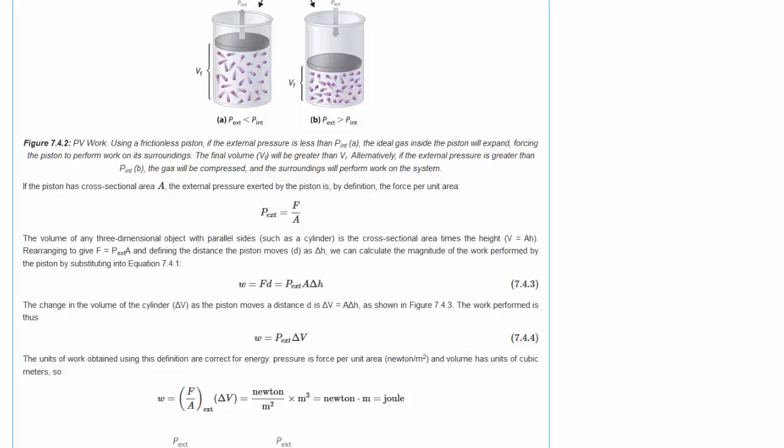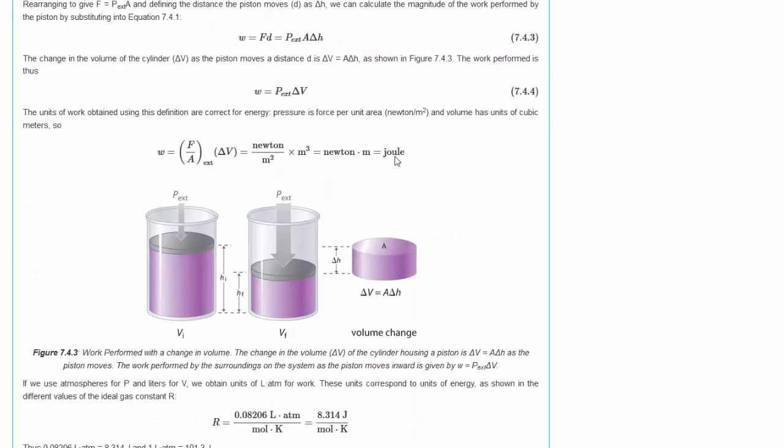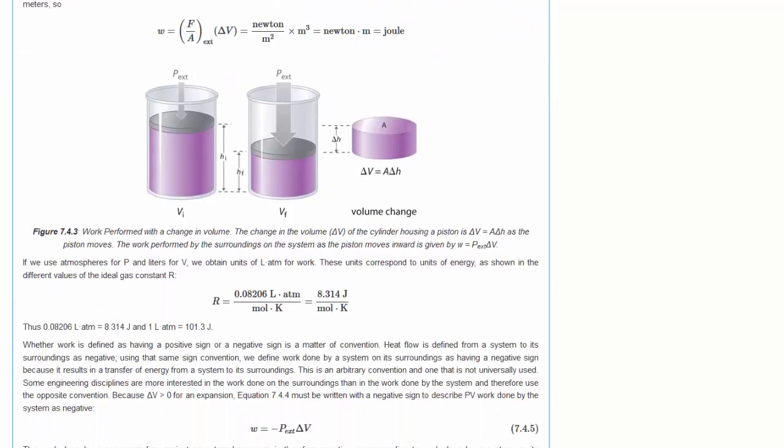So the unit of work is the joule. You can look at this website and see how that's determined, but it's joule. And the R that we use for this has to be the R that has joules for a unit, joules per mole Kelvin, instead of liter atmospheres per mole Kelvin, the 0.0821 that we're used to using. This R is 8.314 joules per mole Kelvin. So that's another R for you.